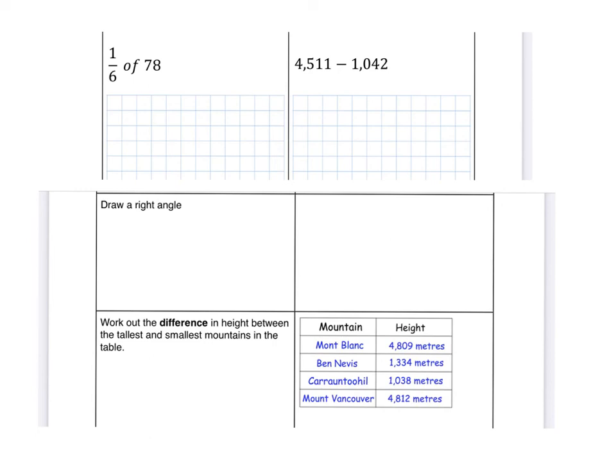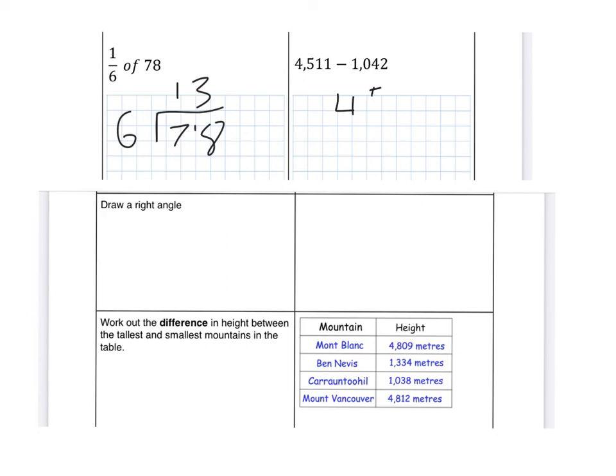Okay, so the first one, 1/6 of 78. Not sure how you did this, but I would use the bus stop method. So 6 into 78, 6 into 7 goes once, 1 left over. 6 into 18 goes 3 times. The next one, again, I would do subtraction written method for this here.